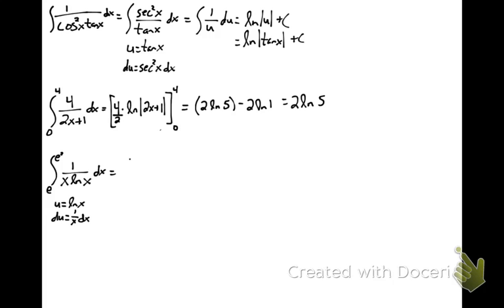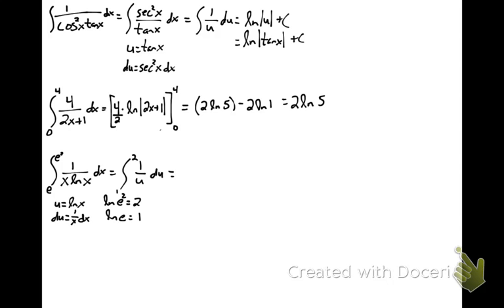So for u substitution, this is simply going to change to 1 over u du. I'm going to change my limits of integration. If x is e squared, then the natural log of e squared is equal to just 2. So that's my upper limit of integration. If x has the value of e, then the natural log of e is just 1. So now I'm evaluating this whole thing from 1 to 2.